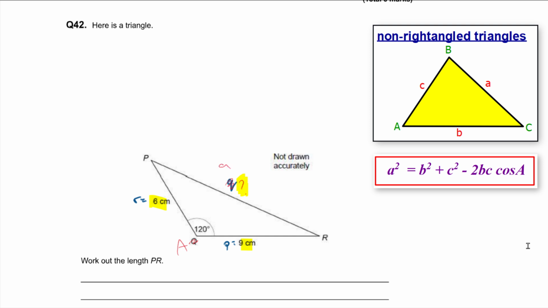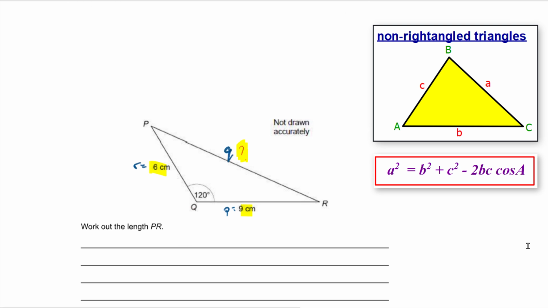But, you know, amateurish. So I'm not going to do that. I'm just going to reorganize the cosine rule for the letters that I've got.